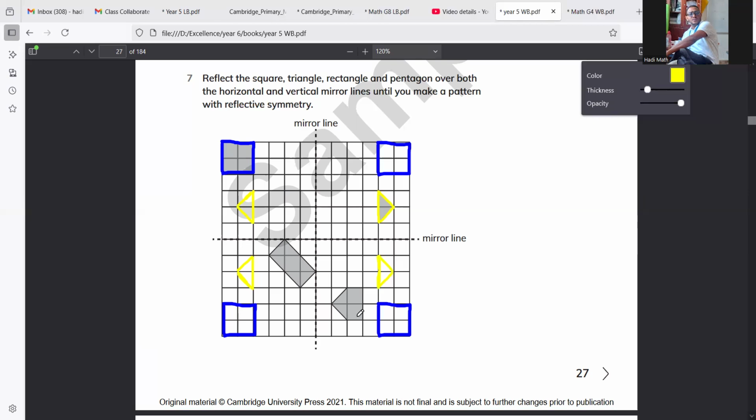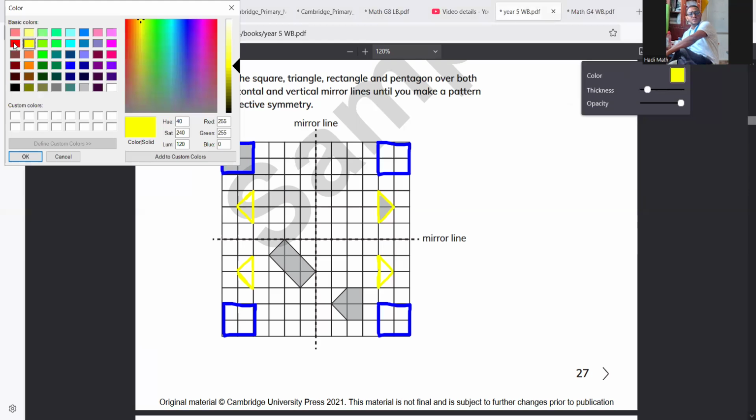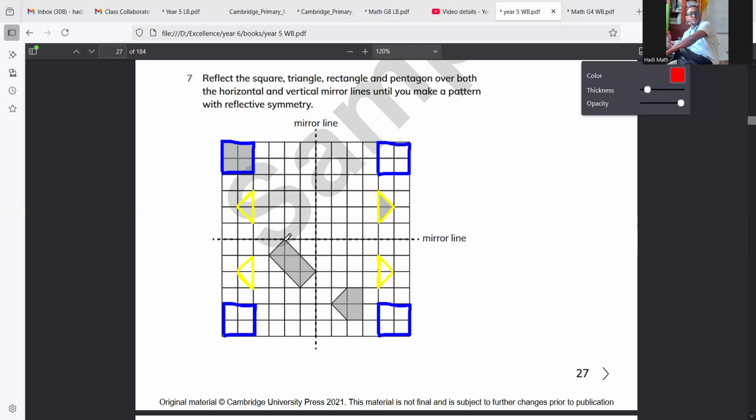Let's look at this shape. We say the rectangle. Here is a rectangle. Let's do the rectangle with another different color. We change the color to another one. Let's say, for example, we could have the red color. And this is the rectangle. This is the first one. It's drawn over here.